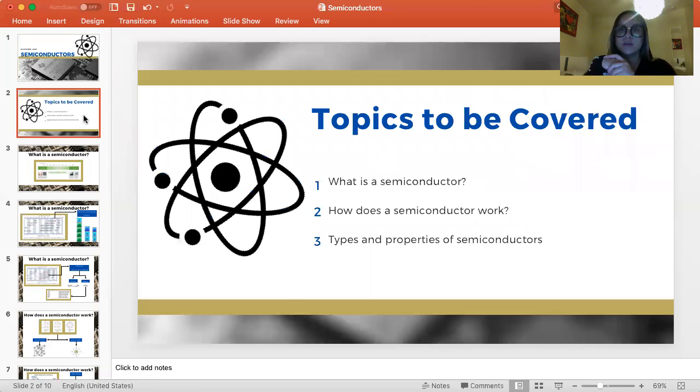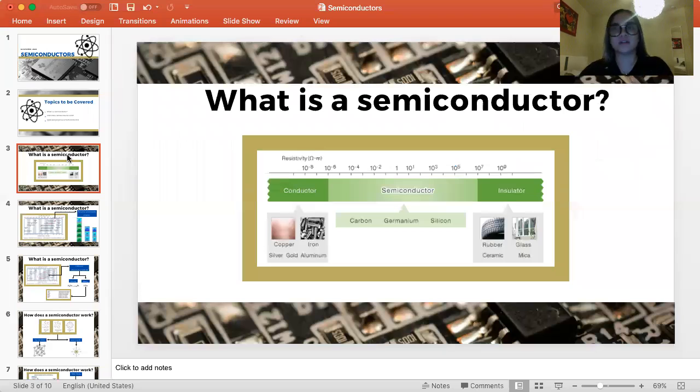The topics that are going to be covered today are what is a semiconductor, how does a semiconductor work, and types and properties of semiconductors. What is a semiconductor? Solid-state materials are commonly grouped into three classes: insulators, semiconductors, and conductors. Semiconductors are a group of materials having conductivities between those of metals and insulators.